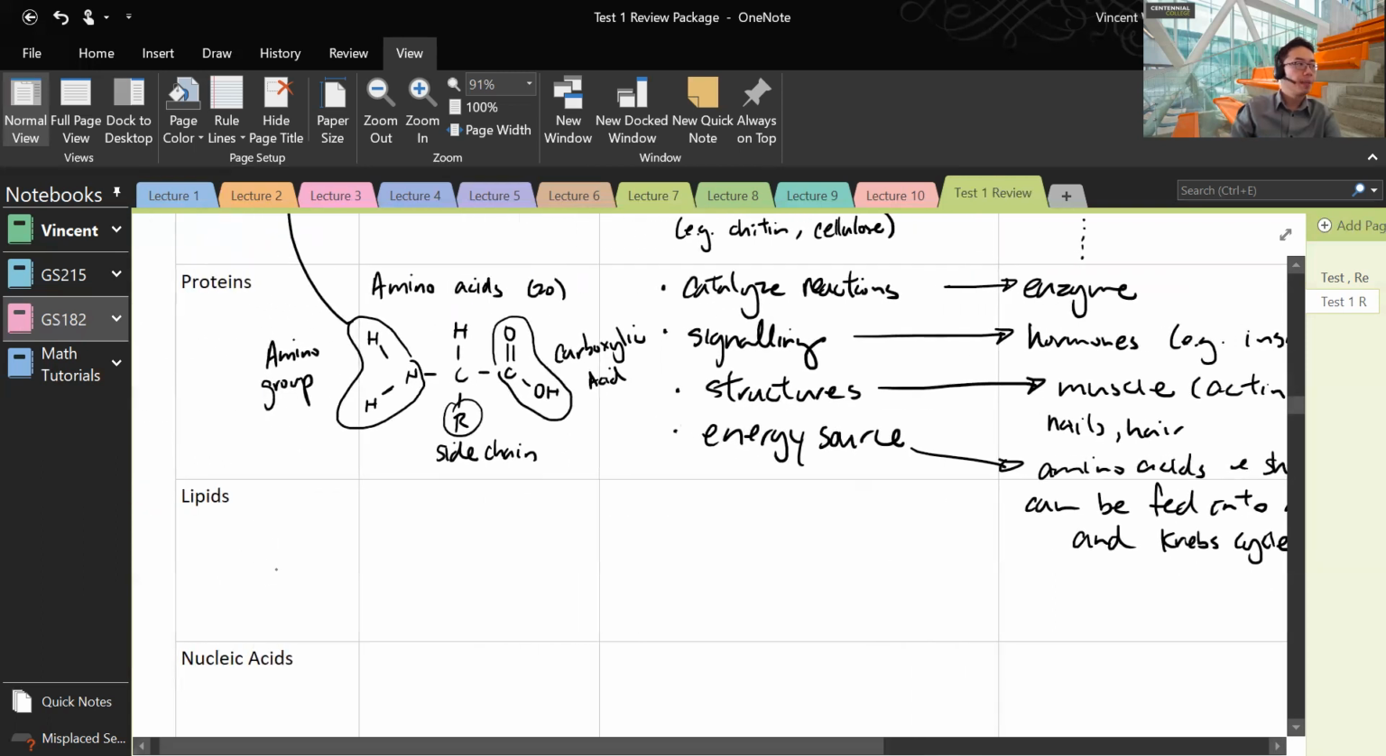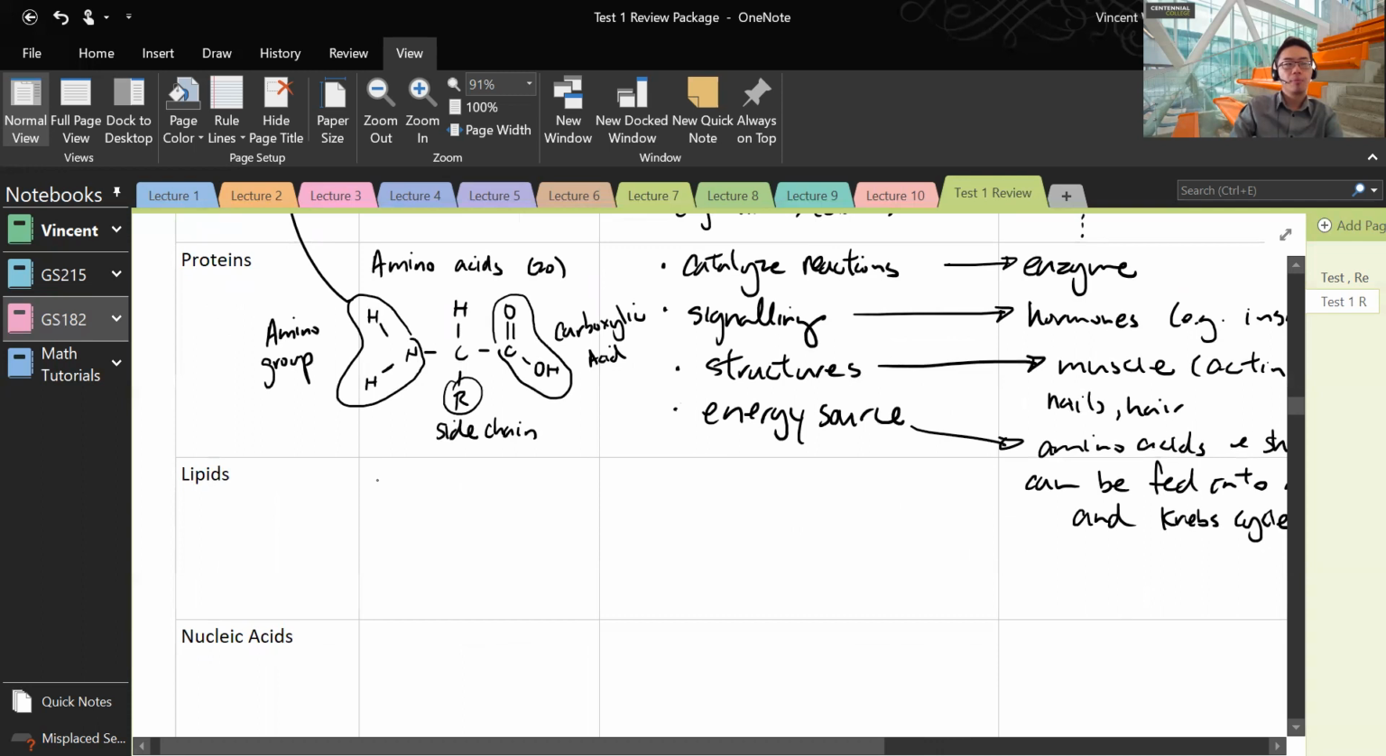What do we have next? Lipids. The monomer, it's not really monomers, right? I keep on saying the lipids are kind of like components, but we have things like glycerol, fatty acid, and then maybe a phosphate group, depending on what kind of lipids you're talking about. If we're just talking about triglyceride, like fat, then it would just be glycerol and fatty acid. If you're talking about the phospholipids, then you might have a phosphate group as well.